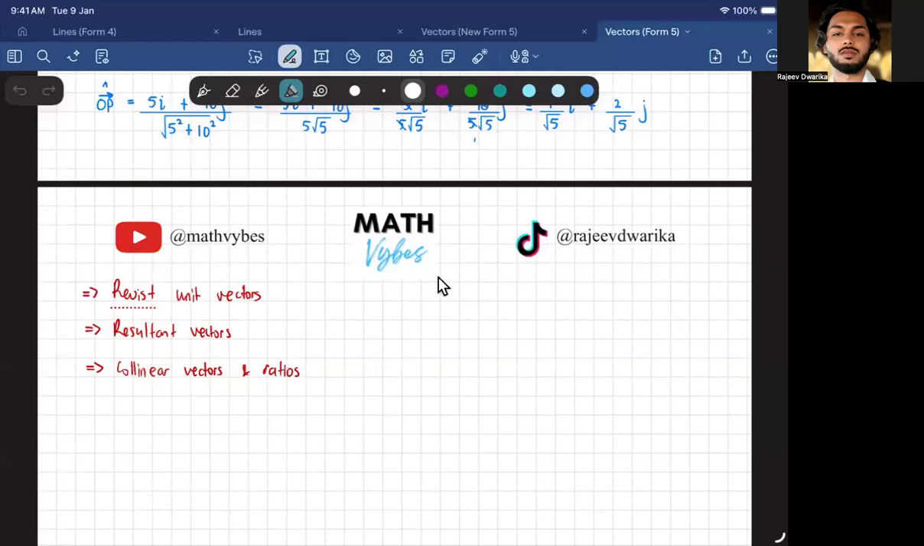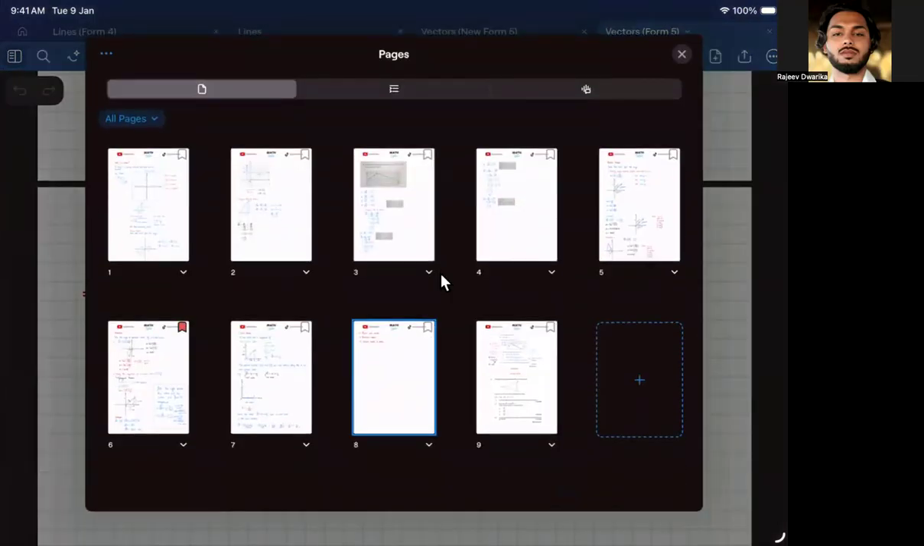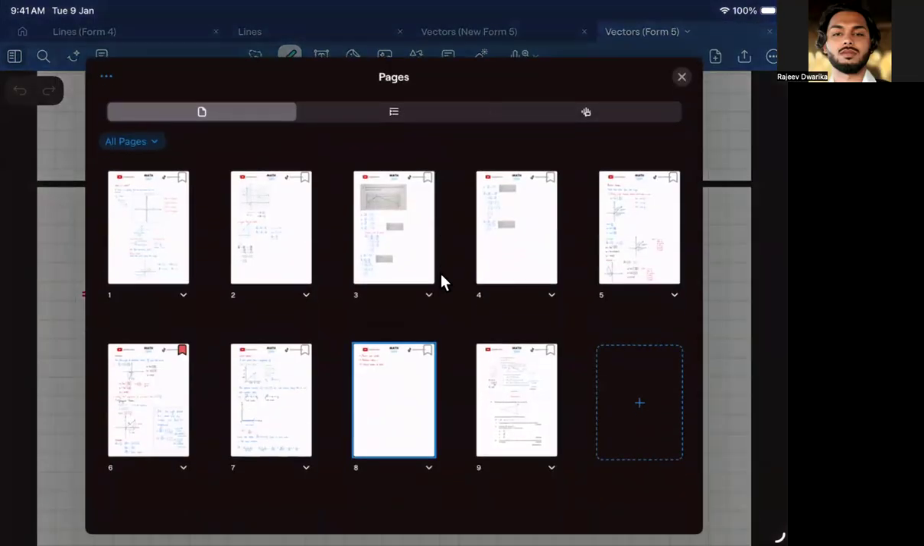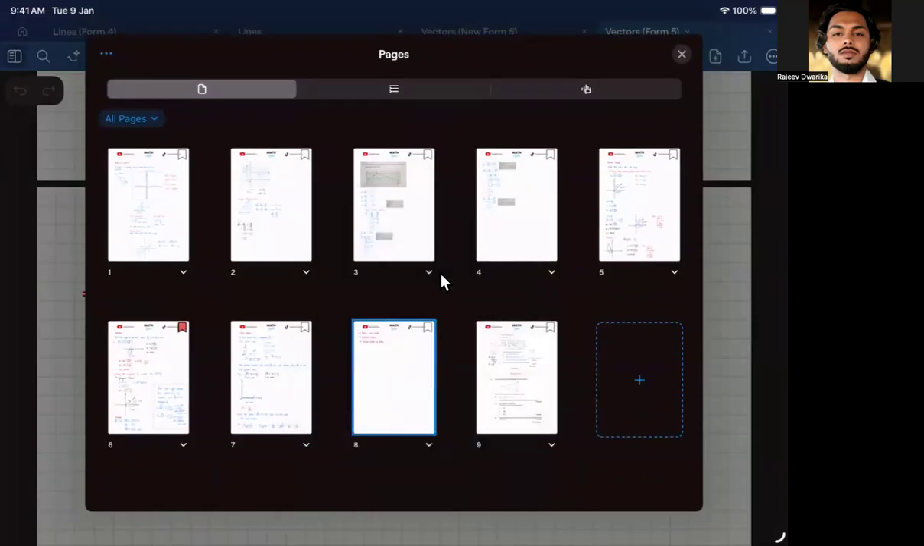All right. So I said that I wanted to revisit a unit vector, right? I want to look at resultant vectors. We did it already. I just want to go over it. And I want to discuss collinear vectors and ratios as planned for today, right?